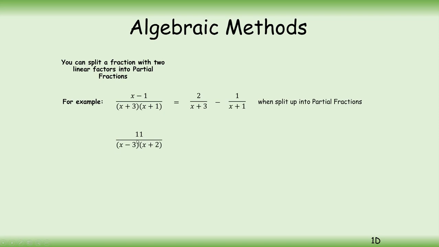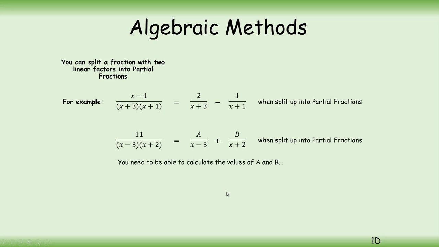Okay, so that's split into partial fractions. If we have 11 over (x minus 3)(x plus 2), then when we're trying to split it, we say that's equivalent to something over x minus 3, which we call A, plus something over the other factor, x plus 2, which we call B. We need to then work out what A and B are. That's going to be our exercise for today, calculating what A and B are.